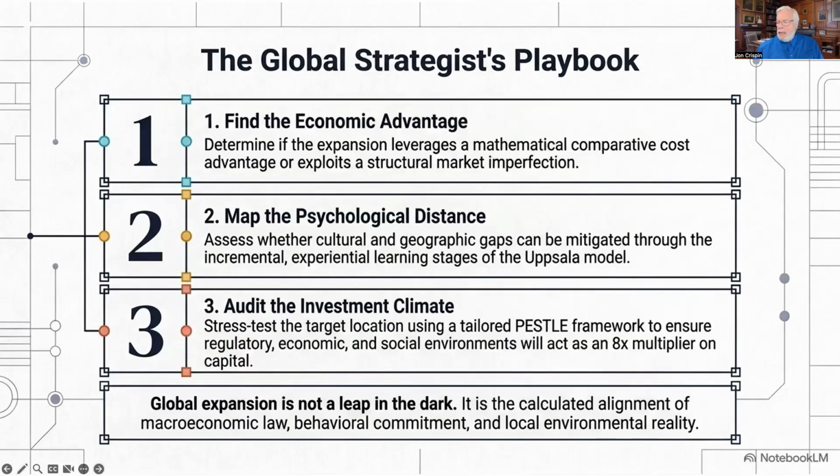So in summary, there are three things that a firm needs to do. They need to find an economic advantage. They need to map the psychological distance, and they need to audit the investment climate. And that enables them not to jump into the dark. So that's very important.